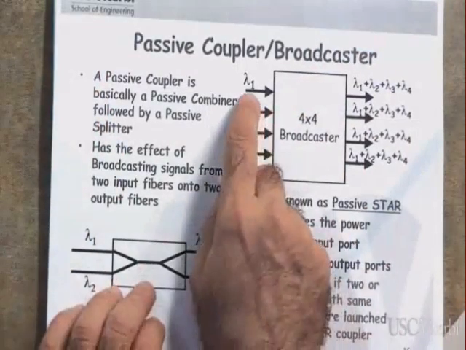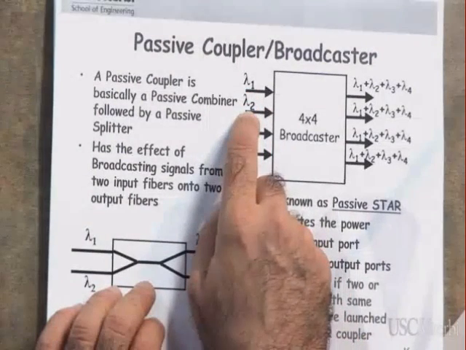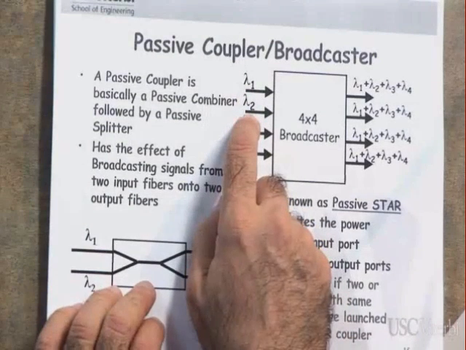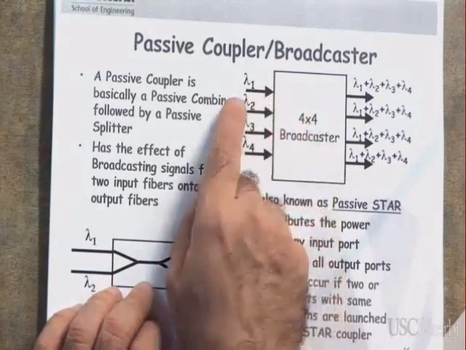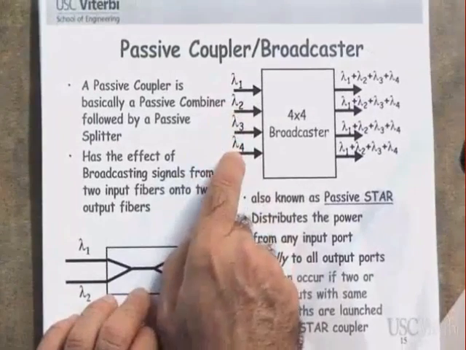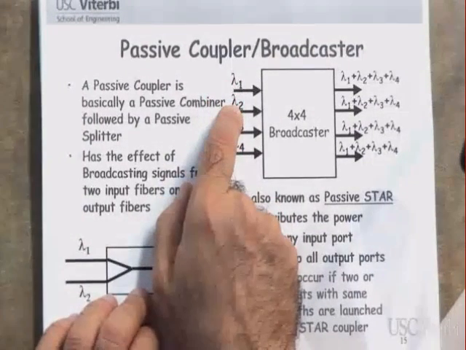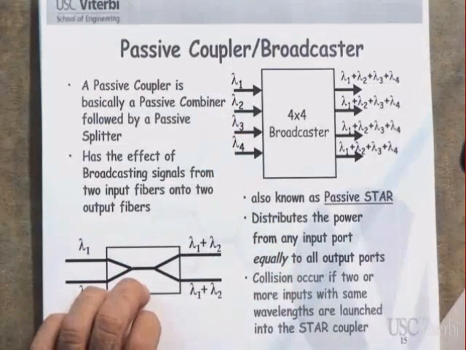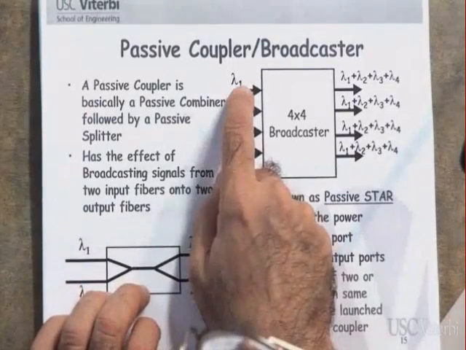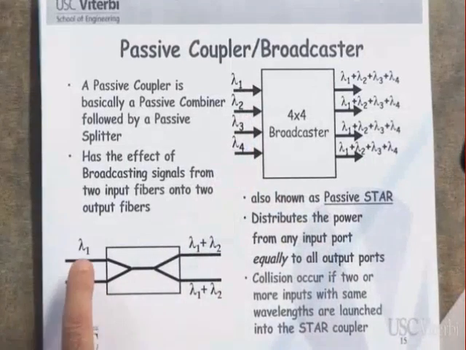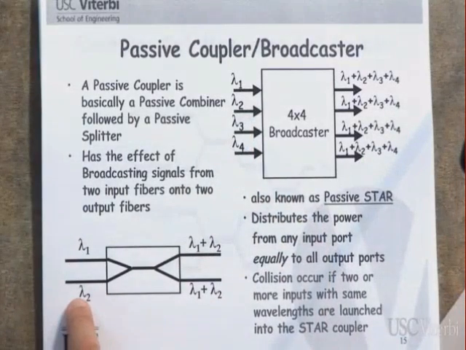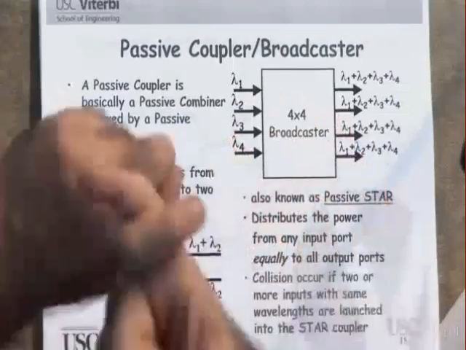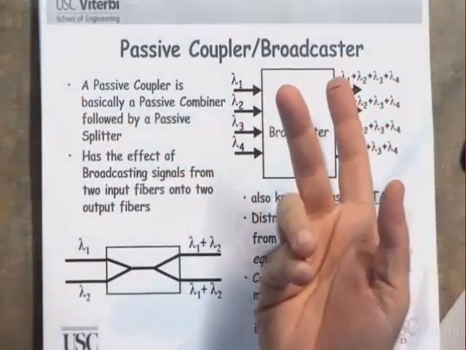Let me ask a question. Could this one be lambda 1 and this one also lambda 1? Listen to my question. These are lambda 1, lambda 2, lambda 3, lambda 4. Could this one be lambda 1, lambda 1, or will there be a collision? It cannot be lambda 1. Why? Because if this is lambda 1 and this is lambda 1, what will happen? They will collide with each other. The information will be destroyed.